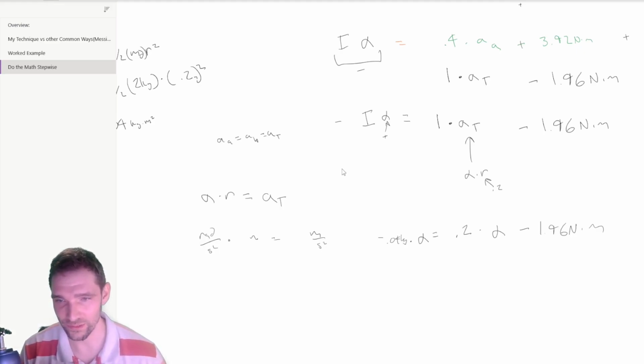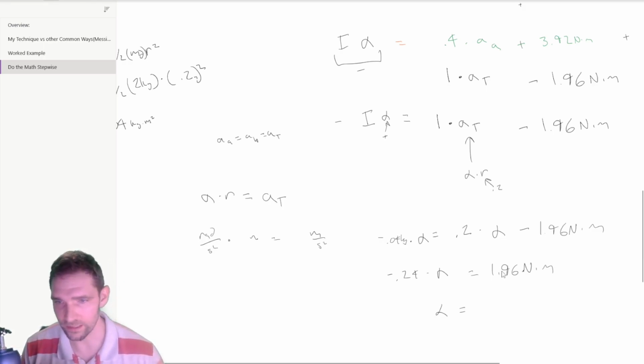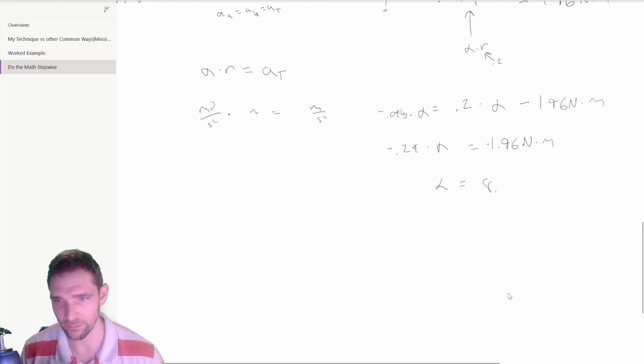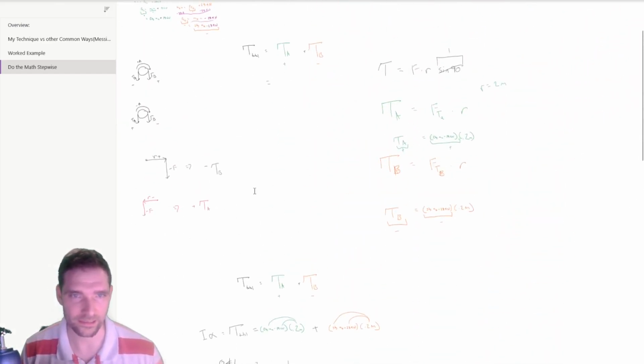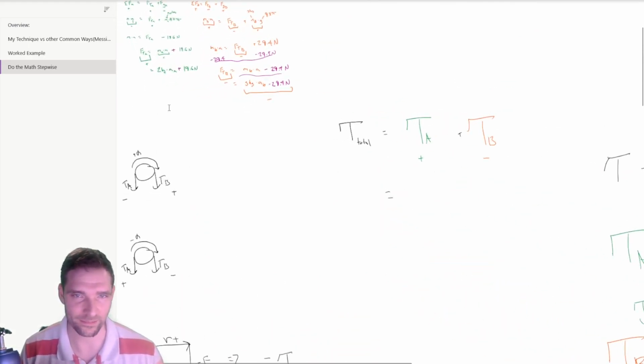So you bring that over, you've got negative, I think it's 0.24 times that angular acceleration is equal to that 1.96 Newton meters. You divide both sides by that, and you should get your angular acceleration of, well, this is negative as well. Yeah, of that 8.17. So be careful with those signs. Even I, knowing this problem, going through this experience with it, messed that up. That's probably going to be where most people mess it up.